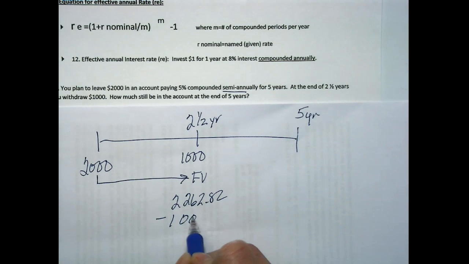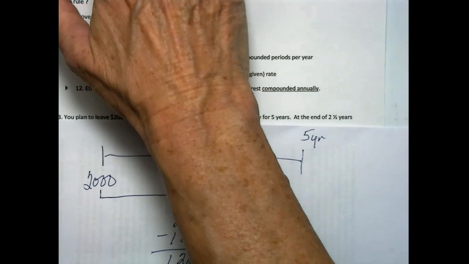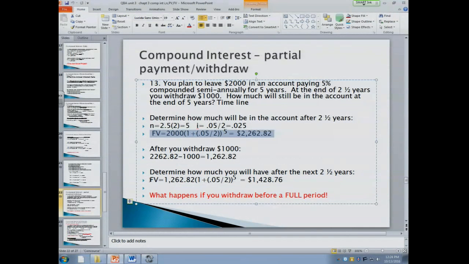You withdraw 1,000. That leaves you 1,262.82. And now you find the future value of that amount at 5 years again. And you have to recalculate n and i. So when you do that, your future value of the 1,262.82 is now 1,428.76. Okay?